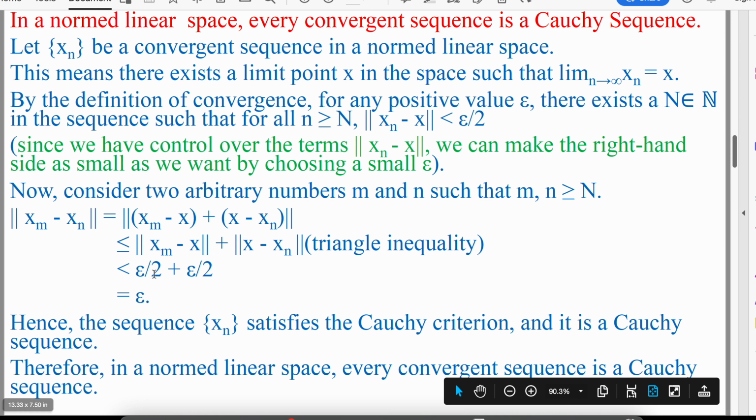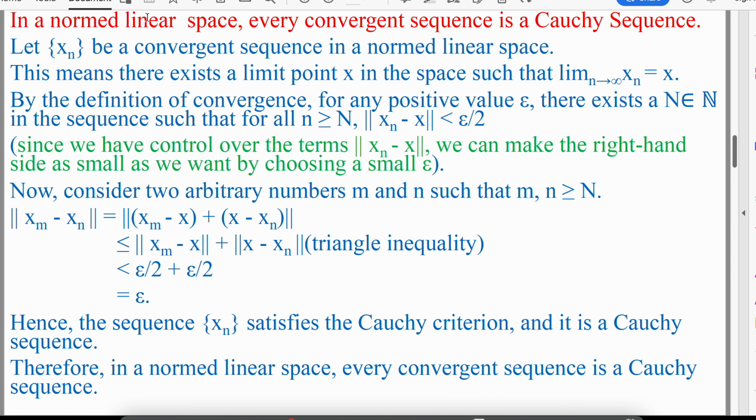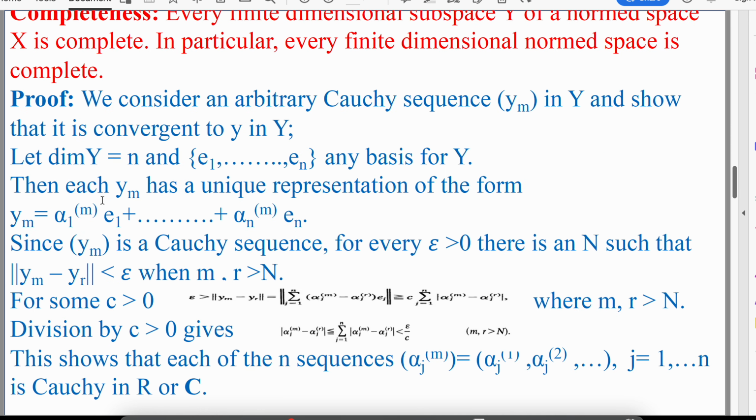Hence the sequence xn, which is given to be a convergent sequence, satisfies the Cauchy criteria. It means this sequence is a Cauchy sequence. Hence we have proved that in a normed linear space, every convergent sequence is a Cauchy sequence, because we have taken this sequence to be any arbitrary sequence.